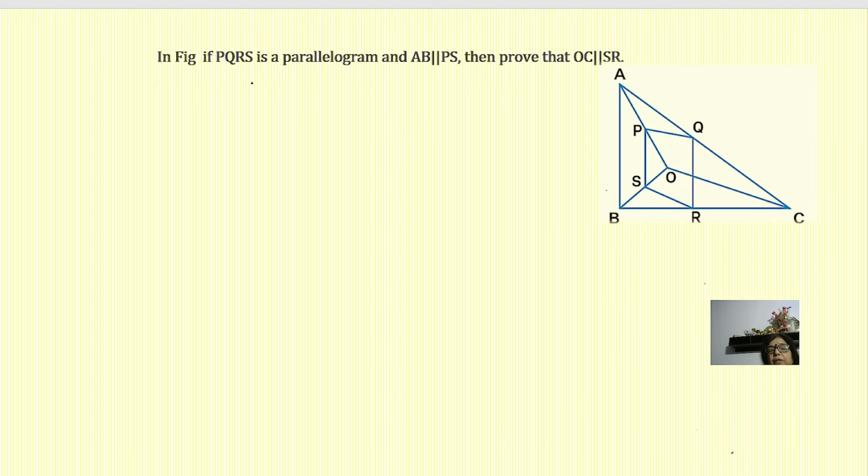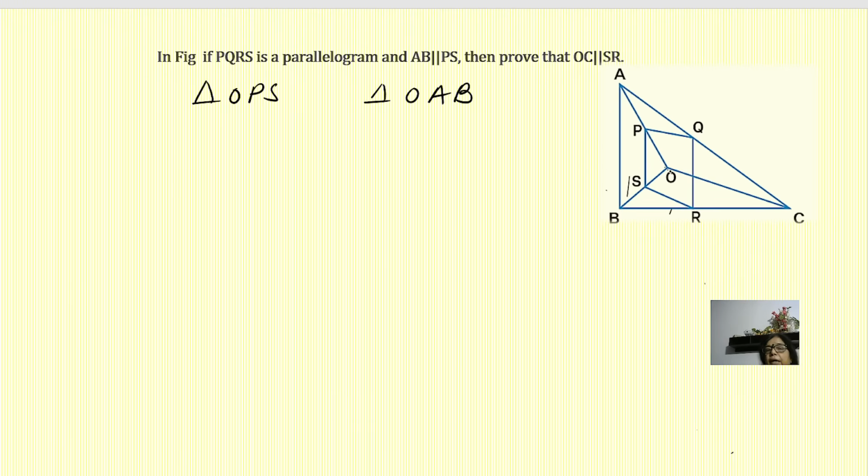The next question is, if PQRS is a parallelogram and AB is parallel to PS, then prove that OC is parallel to SR. So first of all, PQRS is a parallelogram. So getting back to the properties of a parallelogram, PS will be equal and parallel to QR, and PQ will be equal and parallel to SR. That is the property of the parallelogram. Now AB is parallel to PS. So we'll start from this portion and consider triangle OPS and triangle OAB.